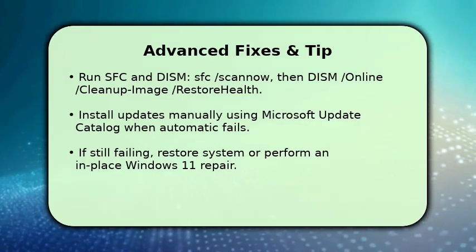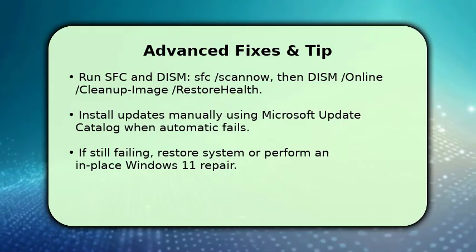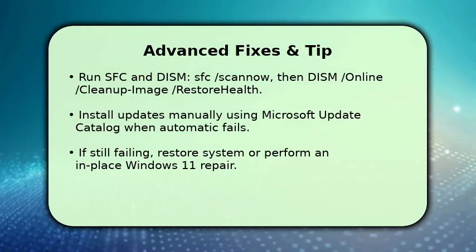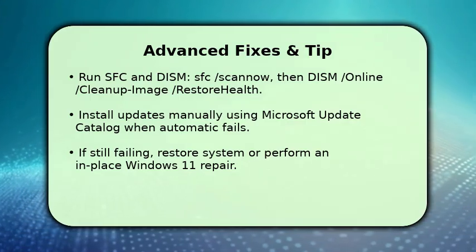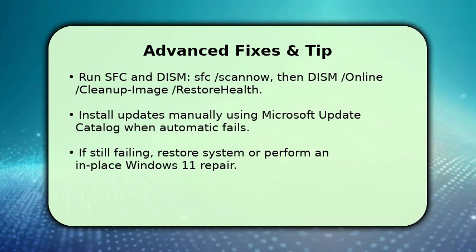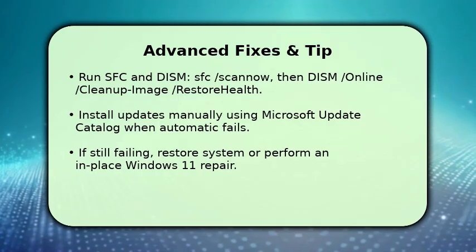If automatic updates still fail, download specific MSU packages from the update catalog and install manually to bypass the broken path. Make sure to reboot between attempts. If nothing works, perform an in-place repair install, or restore to the earlier restore point.